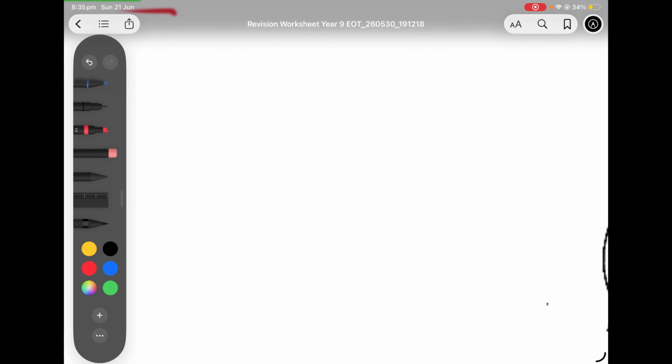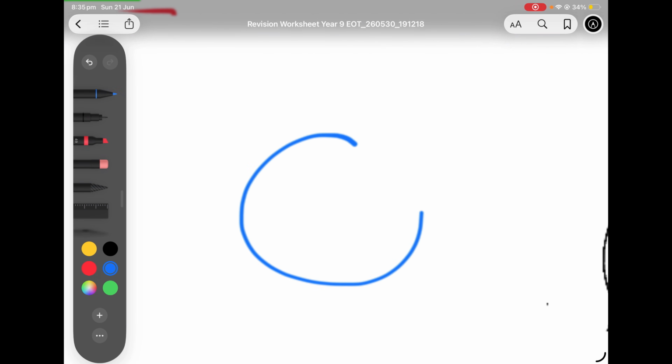Theorem, and whenever they talk about the circle theorem, there are certain rules that you have to follow.